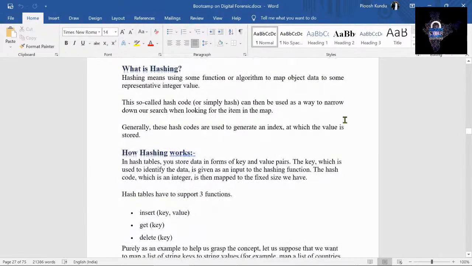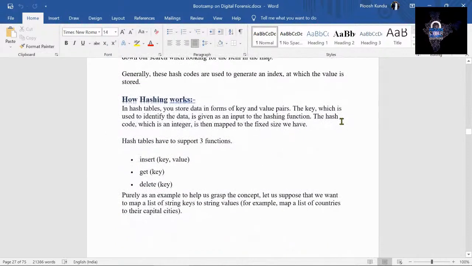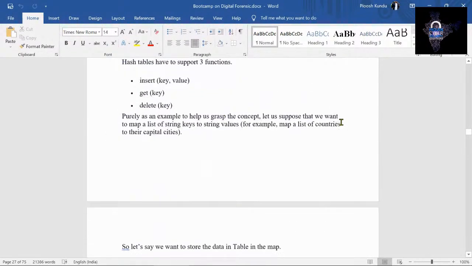Now, how does hashing work? In hash tables, you store the data as key and value pairs. The key, which is used to identify the data, is given as the input to the hashing function. The hash code, which is an integer, is mapped to a fixed size we have. A hash table has three functions: insert, get, and delete.